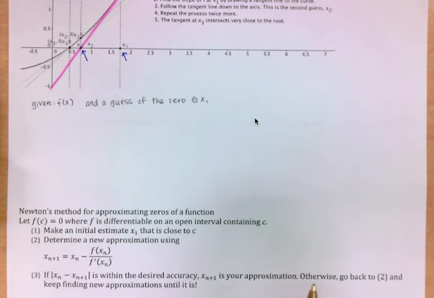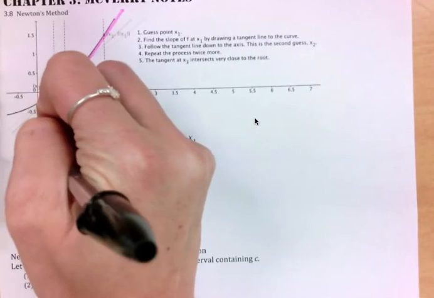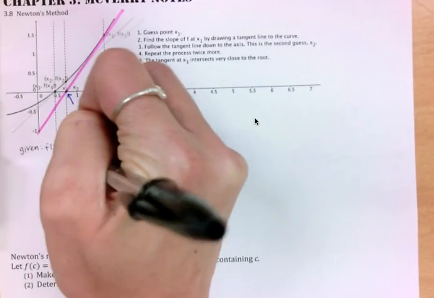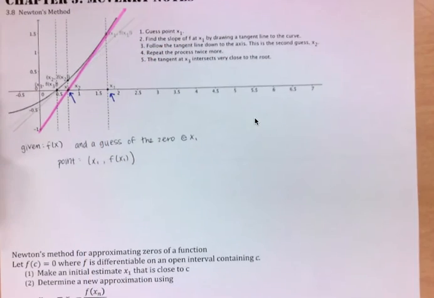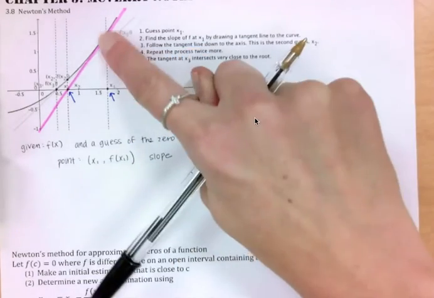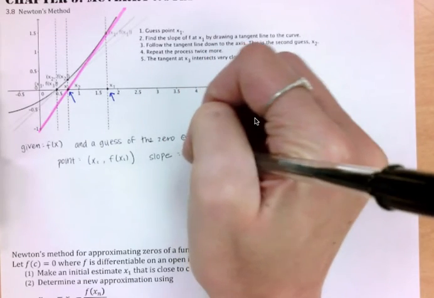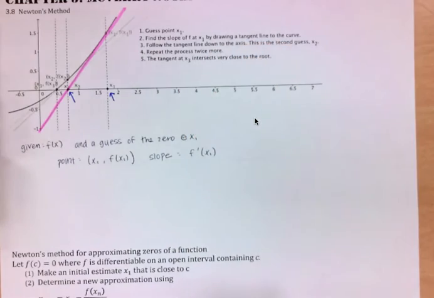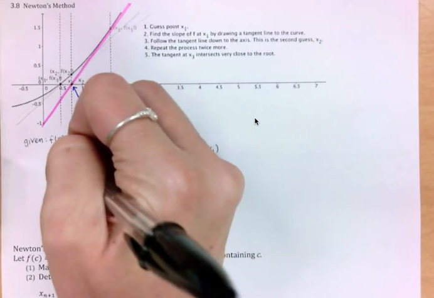So to find the tangent line to a curve, we need slope and we need a point. We're up here with our curve, so our point is x1, f of x1. And then our slope is going to be the derivative value at that point x1. So our slope is f prime of x1. Now you put that into your point slope form.